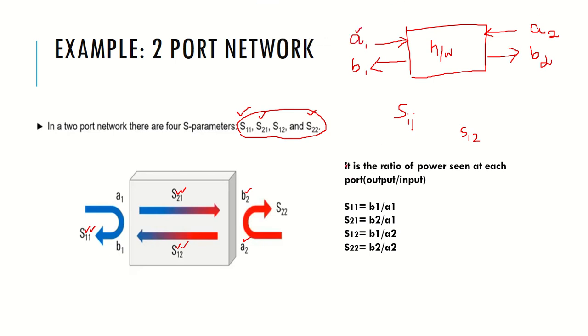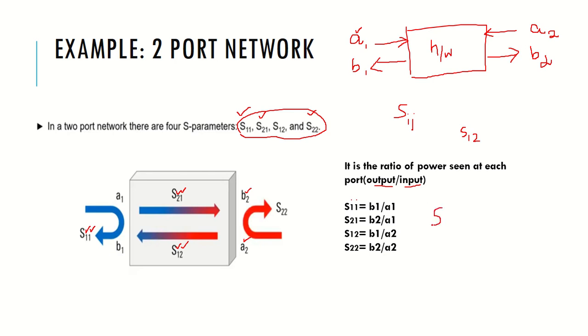Right? So as we said, we have four S parameters: S11, S21, S12 and S22. The general definition for S parameters is that they are the ratio of the voltage that we measure at the output to the corresponding input terminal. So S11 means it is B1 by A1. S21 means B2 by A1. S12 means B1 by A2. And S22 means B2 by A2. So this is your particular output port. This is your particular input port.